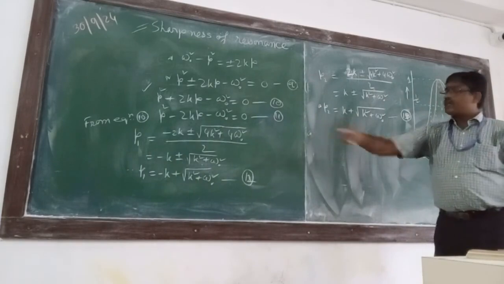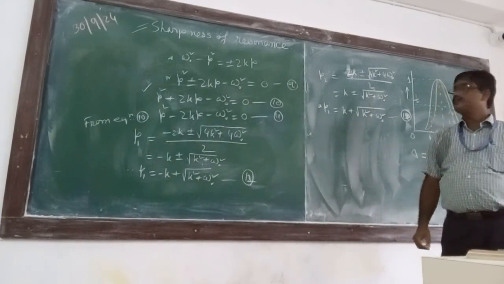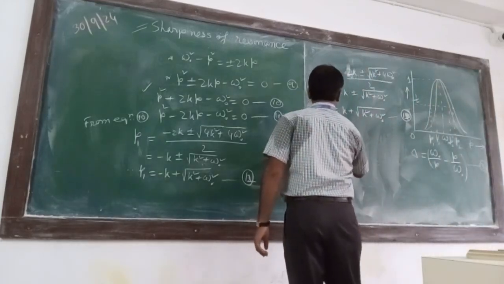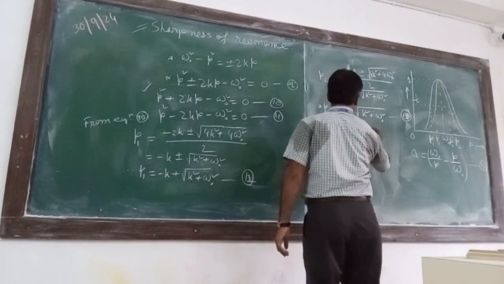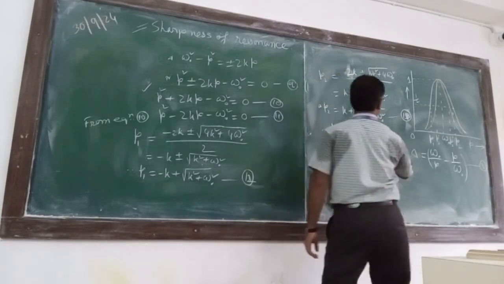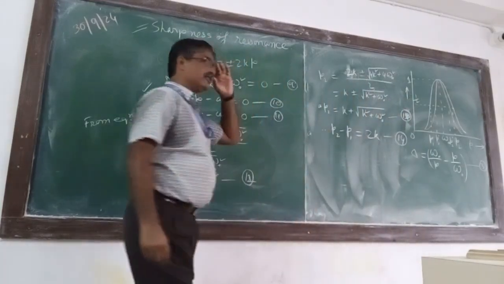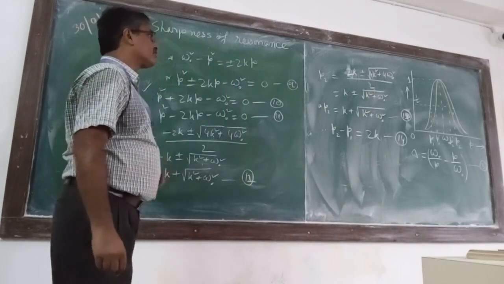Now what is P2 minus P1? Therefore, P2 minus P1 equals 2k.